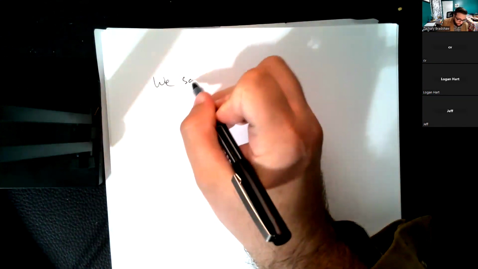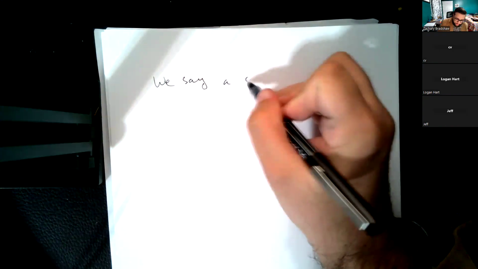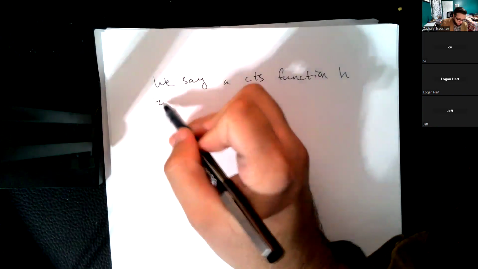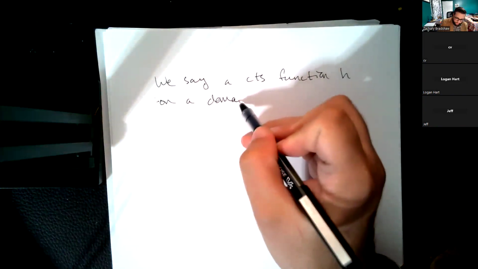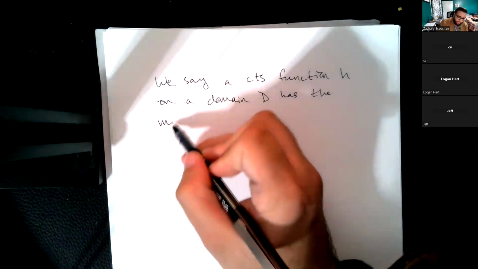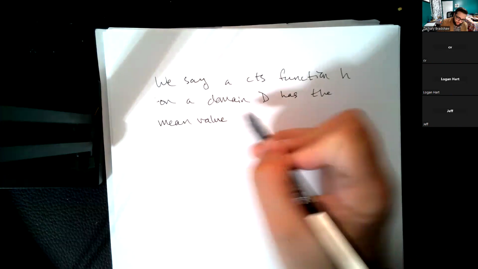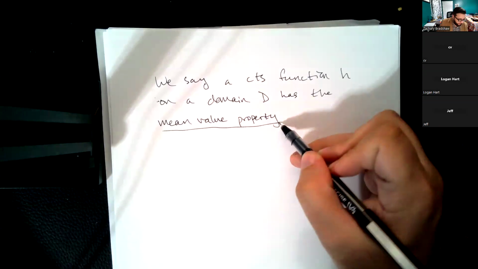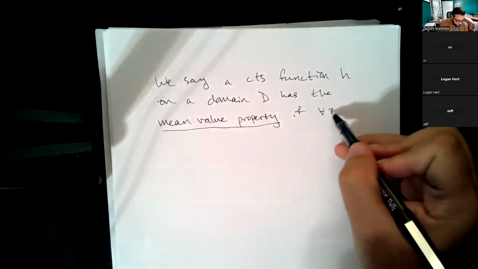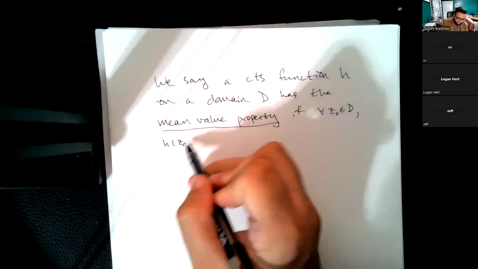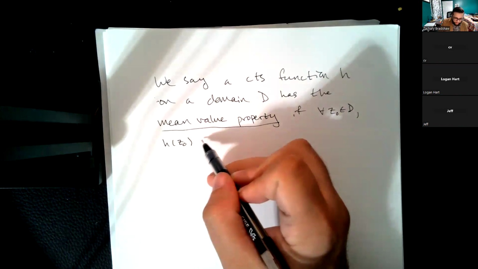So we give it a name. We say a continuous function h on a domain D has the mean value property if for all z0 in the domain, we have that h of z0 is the average value.